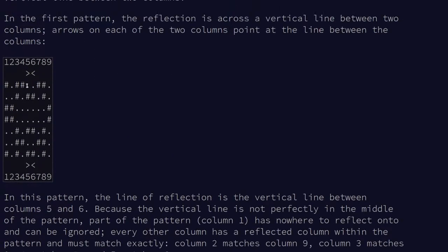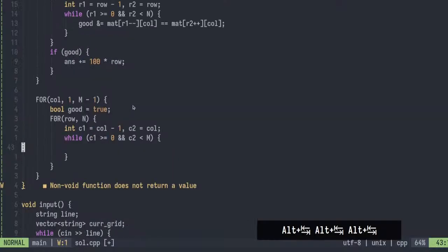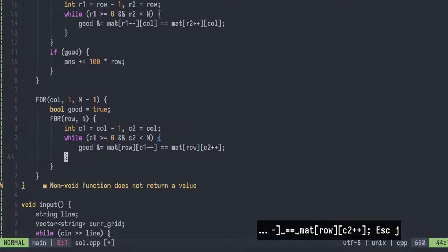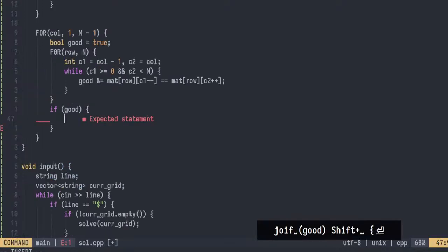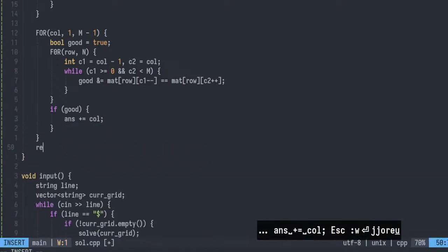So 1, 2, 3, 4, 5. And the same condition here as well. Good and equals to mat of row of C1 minus minus is equals to mat of row of C2 plus plus. And what else? If it is good, we need to add only the number of columns to the left of it, which is this value, and return answer from here.